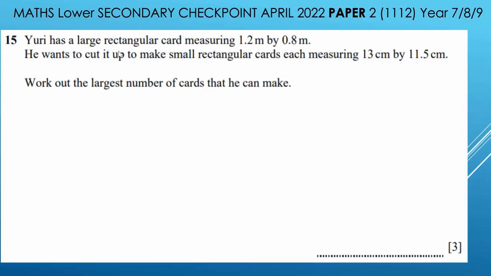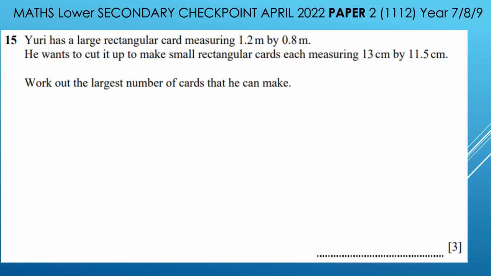Yuri has a large rectangular card measuring 1.2 meters by 0.8 meters. He wants to cut it up to make small rectangular cards, each measuring 13 cm by 11.5 cm. Work out the largest number of cards that he can make. 10 seconds. 10, 9, 8, 7, 6, 5, 4, 3, 2, 1, 0.